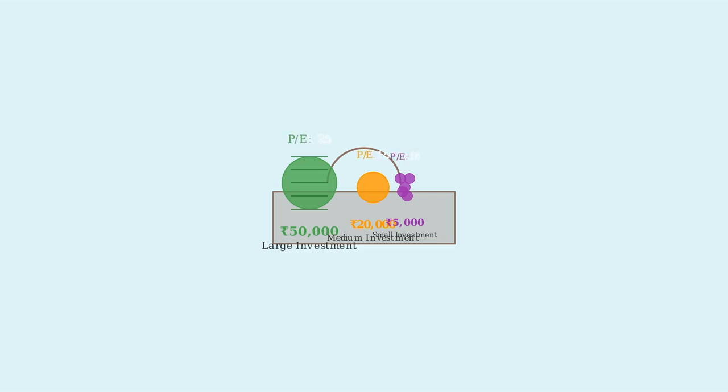Each investment also has its own PE ratio. The watermelon stock has a PE of 25, the orange stock has a PE of 15, and the grape stocks have a PE of 10. Now here's the key concept. In a weighted average, the watermelon has much more influence on your portfolio's overall PE ratio than the grapes, simply because you invested more money in it.